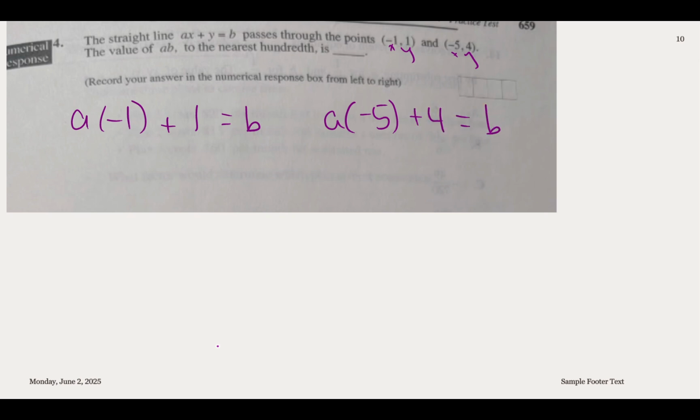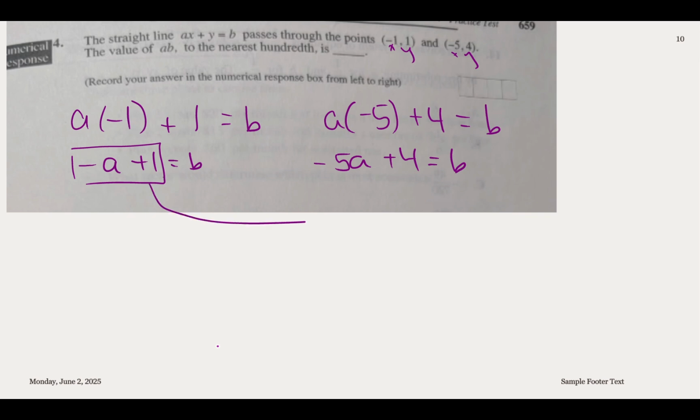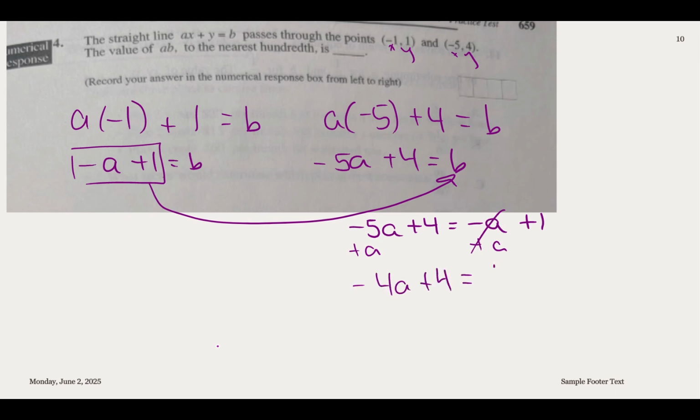So if we were just to clean this up a little bit, you'd have -a plus 1 equals b. And on this right-hand side, you'd have -5a plus 4 equals b. So now this one here I think is easier to work with, and that equals b. So I'm going to plug that in for the b of the second equation. So I have here -5a plus 4 equals -a plus 1. So let's get a's to one side. So add a to both sides, and we'll have -4a plus 4 equals 1.